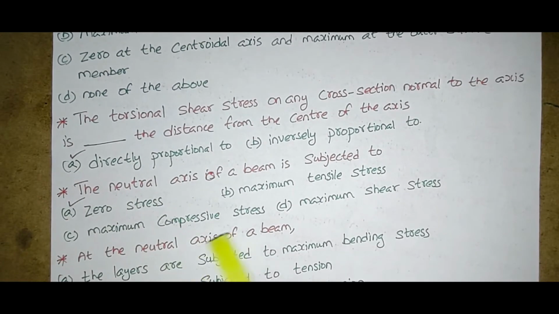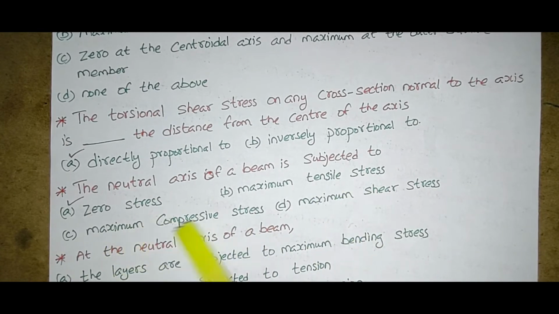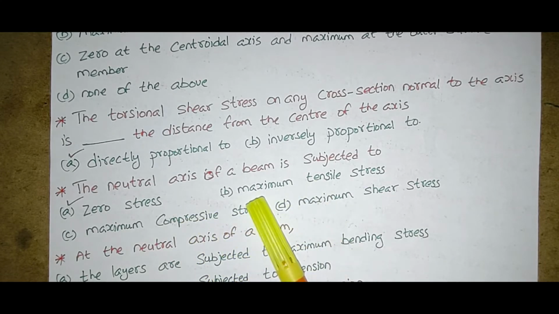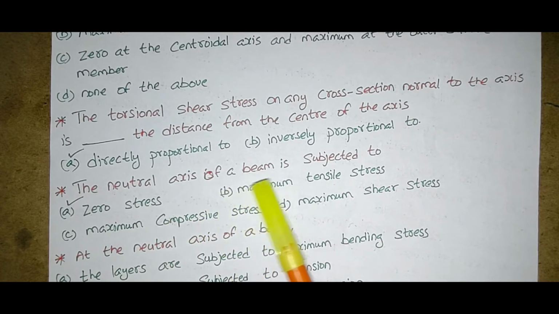The neutral axis of a beam is subjected to zero stress, maximum tensile stress, maximum compressive stress, maximum shear stress. So the neutral axis of a beam is subjected to, here it is zero stress. The neutral axis of a beam is subjected to zero stress.